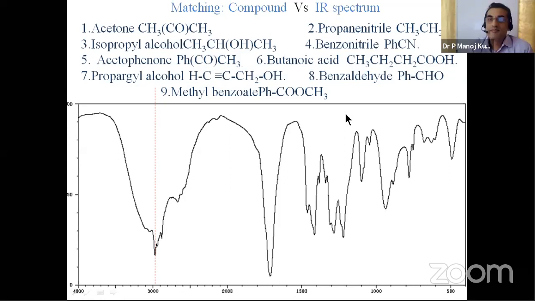Can I continue, madam? Yes, sir. Butanoic acid, see here, it is a typical hydroxyl group. And no need to get confused whether it is a hydroxyl group of an acid or an alcohol. Because already I mentioned, only in case of an acid, you will get the OH group about 3000, and that too because of the extensive hydrogen bonding.